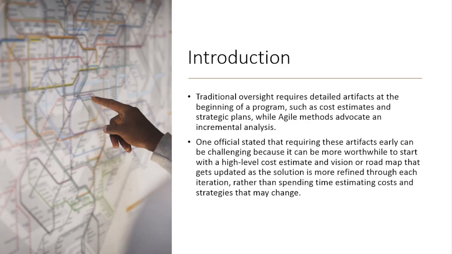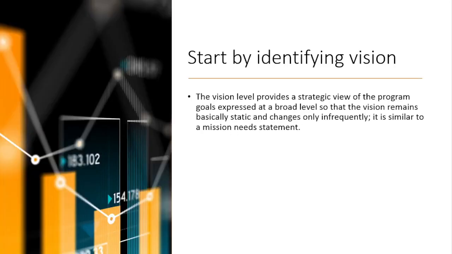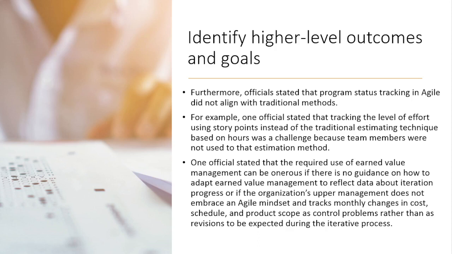There are certain things you need to understand. And the first one is the value of a vision. In Agile, we espouse the idea of having a solid vision for people to understand where exactly are we going. So we start by identifying the vision. The vision level provides a strategic view of the program goals expressed at a broad level so that the vision remains basically static and changes only infrequently. When you have an idea of the vision, we then move into higher level outcomes and goals. So step 1 is the vision, and step 2 is beginning to get into the granular levels.